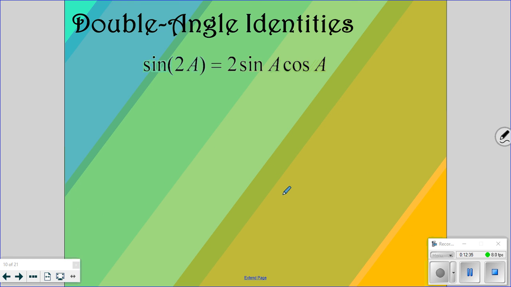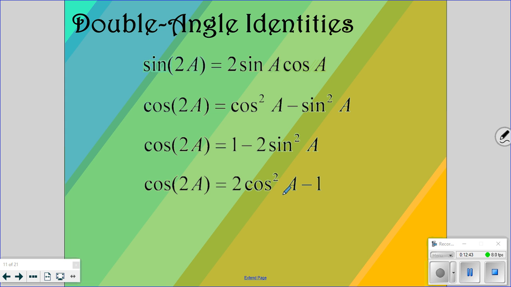Alright, so now we're going to look at our double angle identities. This is the sine of 2A, 2 sine of A cosine of A. There are 3 ways that you can write the cosine of 2A. You can either do cosine squared minus sine squared, 1 minus 2 sine squared, or 2 cosine squared minus 1. This is the one that you want to memorize, or if you're going to pick only one to memorize, I would pick this one here.